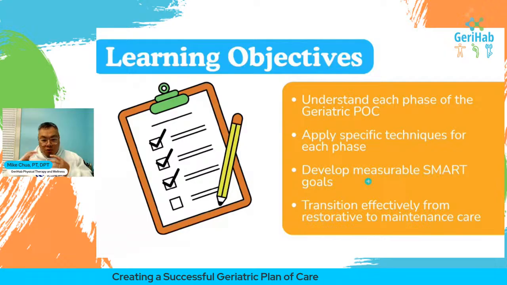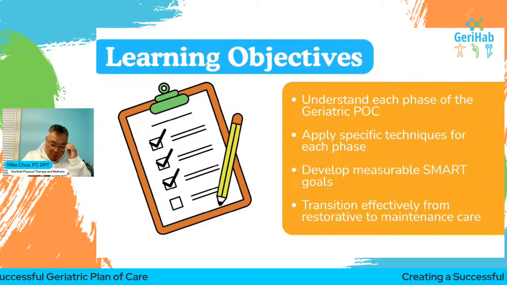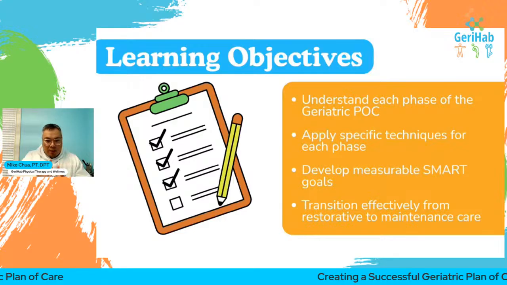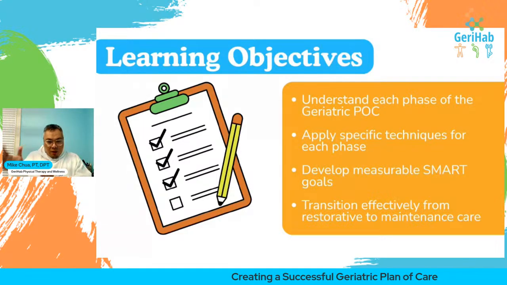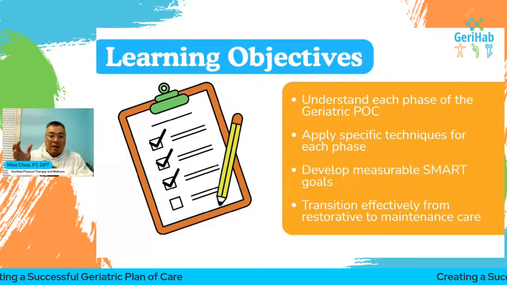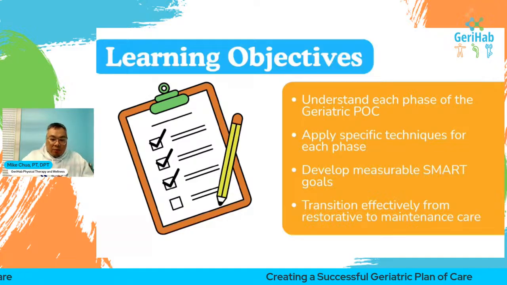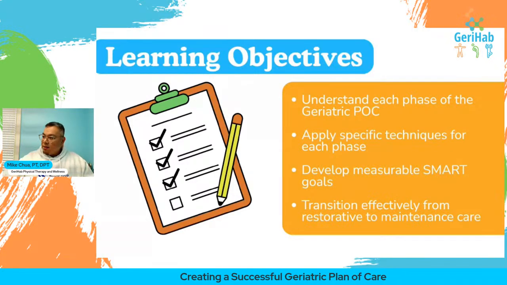We have to show in our documentation that we are trying our best. Of course, we're doing our best to transition them effectively from restorative to maintenance. Now, of course, if they're in the maintenance program and then they got sick, they need to go back to a restorative program. I hope that made sense. So, okay, let's go to the next slide.